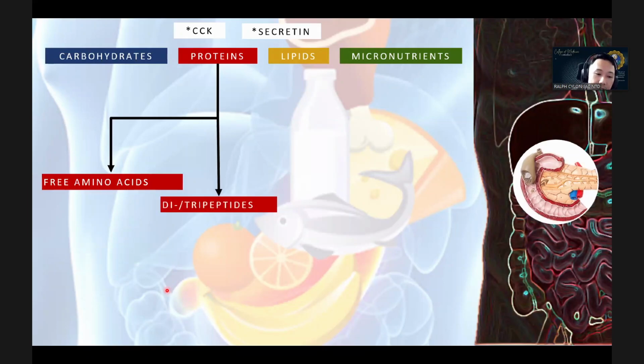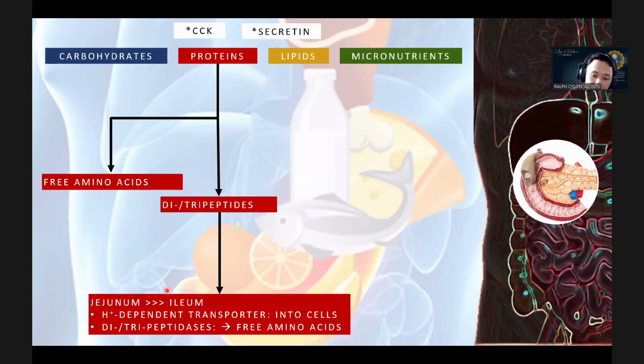And then you have your di and tripeptides. These are absorbed via your proton-dependent transporter. Once inside the cell, they are acted upon by your intracellular peptidases, your di and tripeptides, upon which the product is your free amino acids.